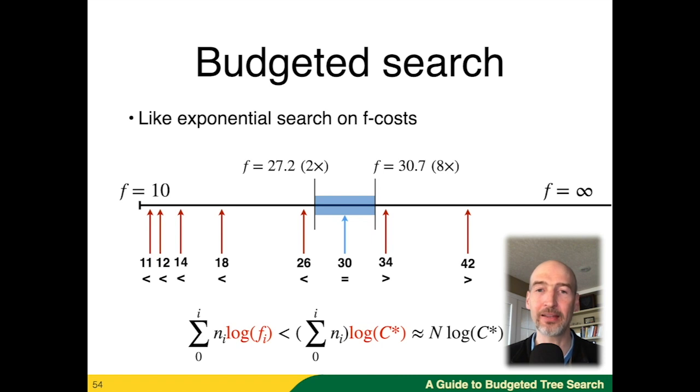And so if I look at this, when I sum this up, what I can see is that the f of i's are bounded by C star. And as long as n of i's are growing exponentially, then the sum of those is bounded by the number of nodes that I need for the problem. And the technical definition of n can be found in some of these papers. So this is where we're going to get an overhead of log C star to get this budgeted search.